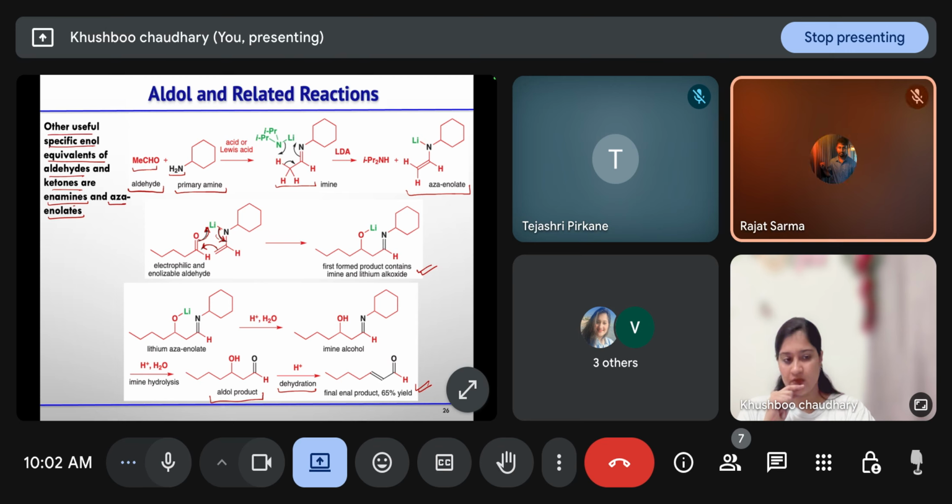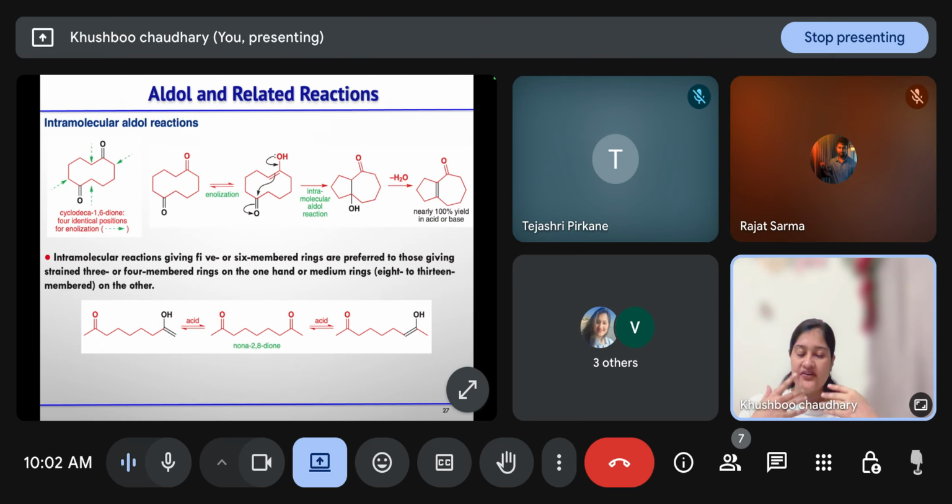Yes, ma'am, clear. Okay. Now, intramolecular aldol reactions are also possible. For example, if we have this cyclodeca-1,6-dione, four positions are there that can be enolizable. This is a symmetrical molecule, so all four are equivalent. Once enolization takes place, it can internally attack this carbonyl carbon, and an intramolecular aldol reaction will take place. After dehydration you will get this product.